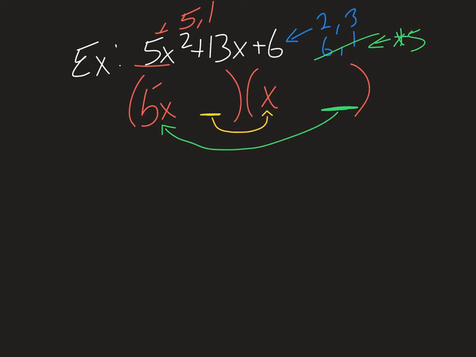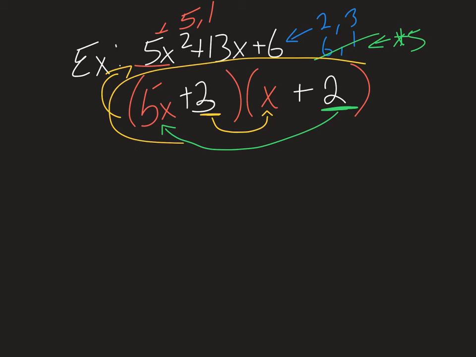So it'll be 5x plus 2, or no, plus 3, forgive me, and then x plus 2 is how this one would factor. And if you're not sure if it works, you can always do your double distributive property, FOIL it out, the smiley guy, whatever it is, and check it. But this is how it would factor.